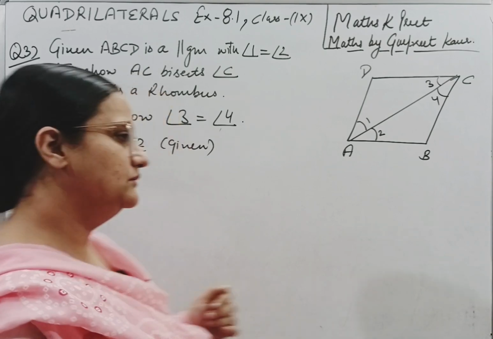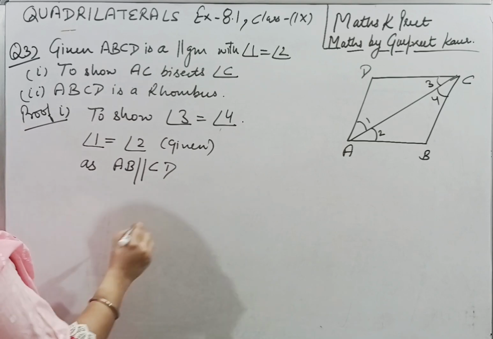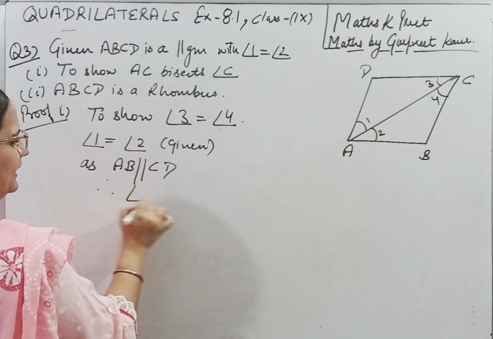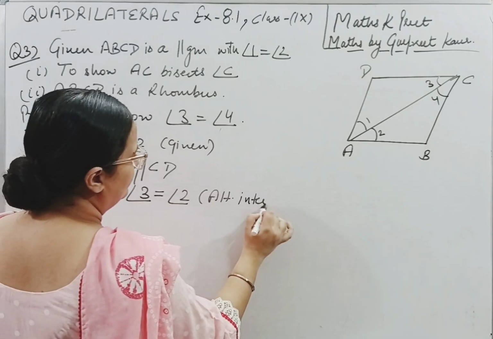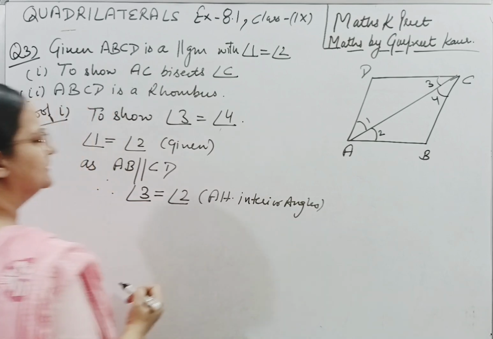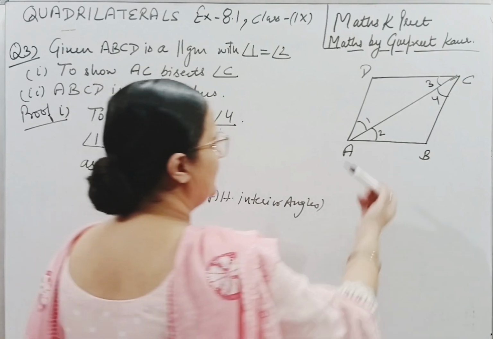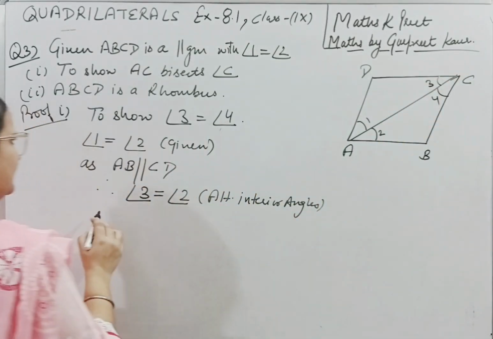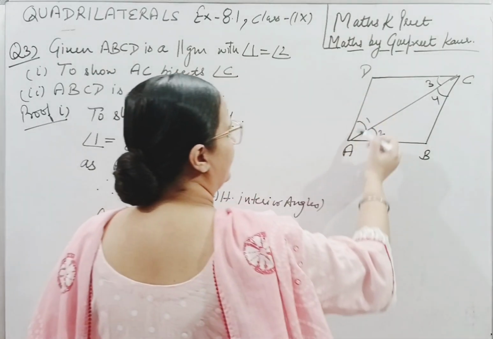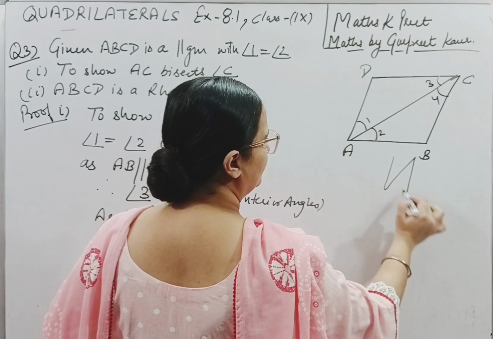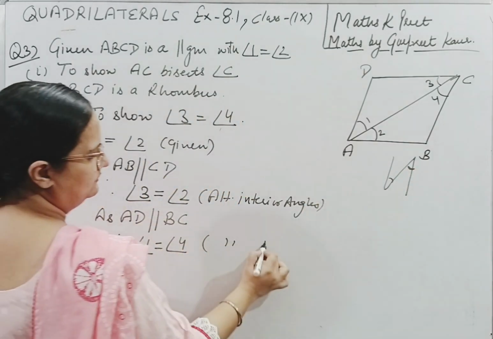Why? Because AB is parallel to DC. So I'll write as AB is parallel to CD. Therefore, angle 3 will be equal to angle 2. Why? Alternate interior or alternate angles is enough to write. A pair of alternate angles. Fine. Angle 3 is equal to angle 2. Similarly, as AD is parallel to BC, therefore this is the pair now. Angle 1 is equal to angle 4. The pair in the form of Z is known as alternate pair. So angle 1 is equal to angle 4 with the same reason.